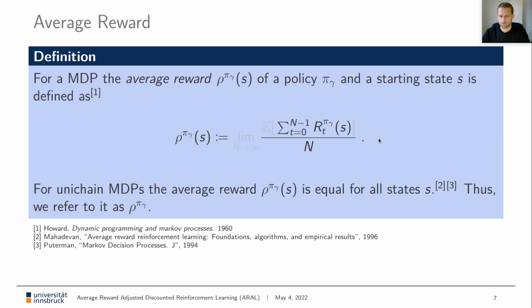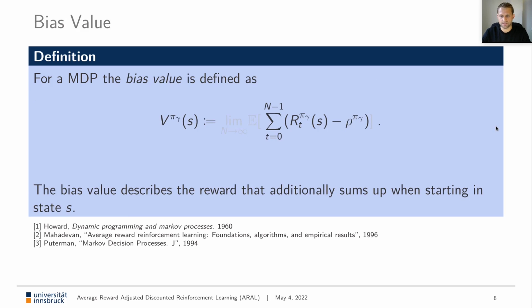For unichain Markov decision processes, this average reward is equal among all states, as already said. This makes sense because if there is only one set of recurrent states, then we always end up in this set, and under the limit this obviously leads to the same average reward for all states. Thus, in the sequel we refer to it as rho under the policy pi, where we drop the dependency on the state. Then we can define the bias value.